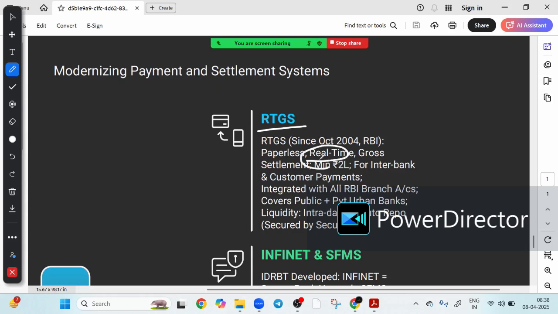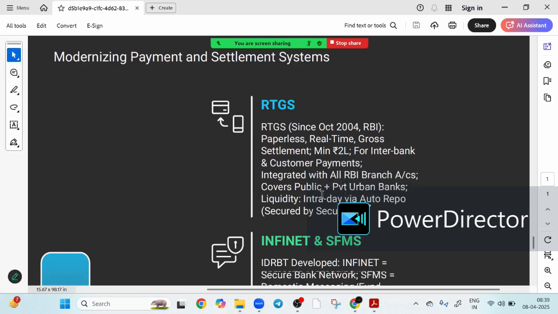Real time means transactions are processed as they happen. And what is the meaning of gross? Gross means no bunching or no batching. Each payment is settled individually, and it is used mainly by banks for large value transfers. And RTGS settles payment in central bank money, that is final and irrevocable, right? It is used for government securities, forex settlement, interbank fund movement, and it is managed by the Reserve Bank of India.